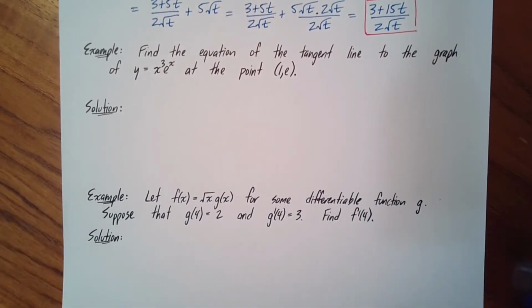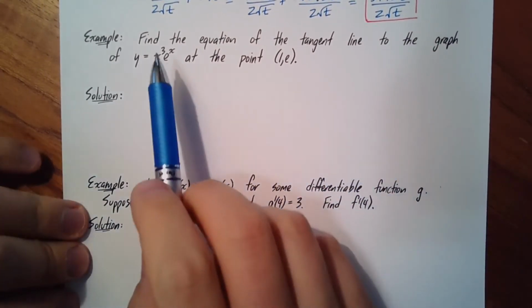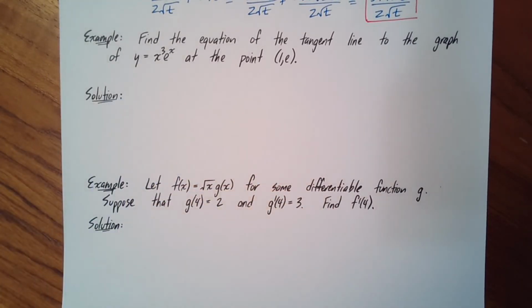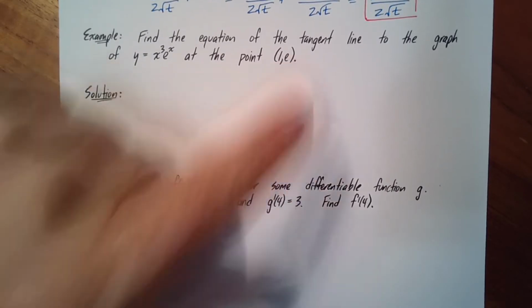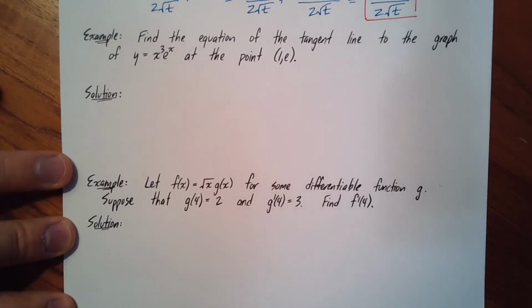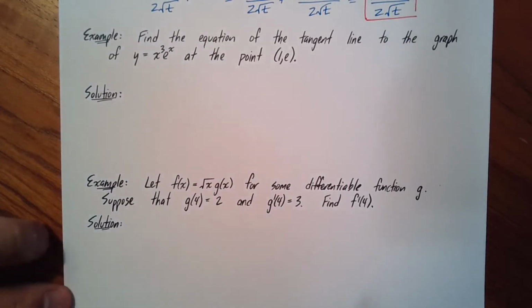Okay, so now we've got another problem where we're asked to find the equation of a tangent line. So we want to find the equation of a tangent line to the graph of y equals x cubed e to the x at the point given over here with x coordinate 1 and y coordinate e. So let's go ahead and do that. We're going to need to find the derivative, right? Because the slope of the tangent line is going to come from the derivative. So start with the derivative.